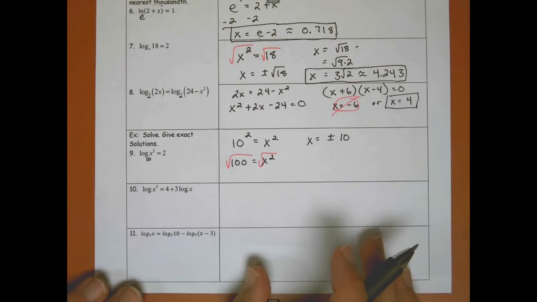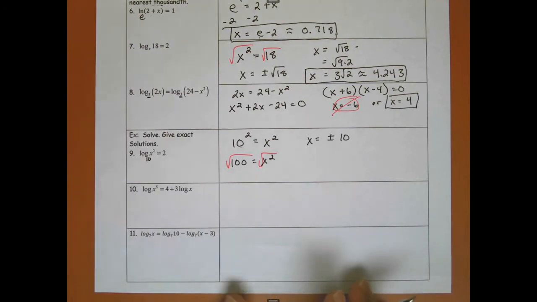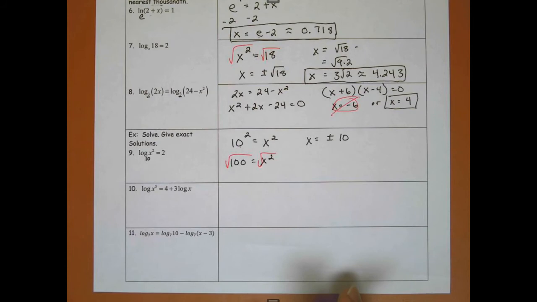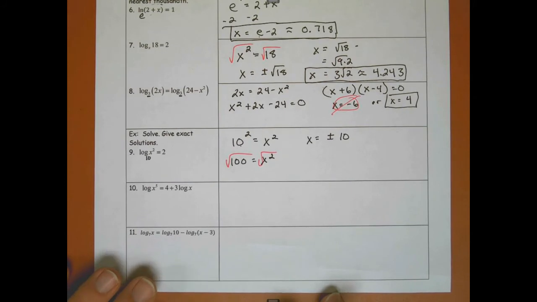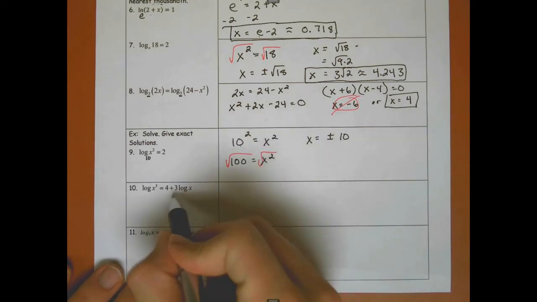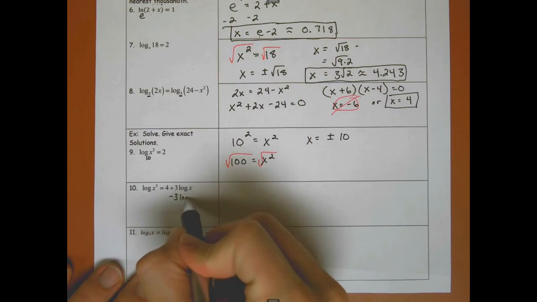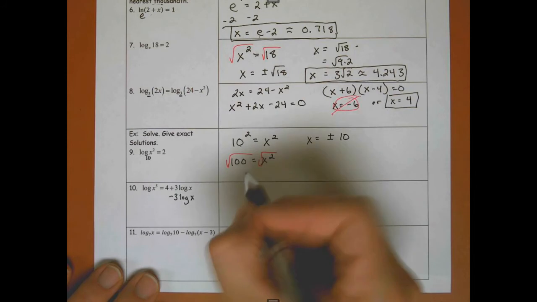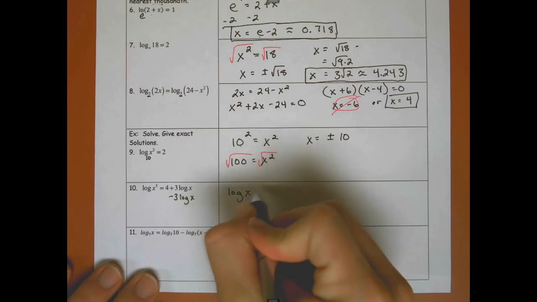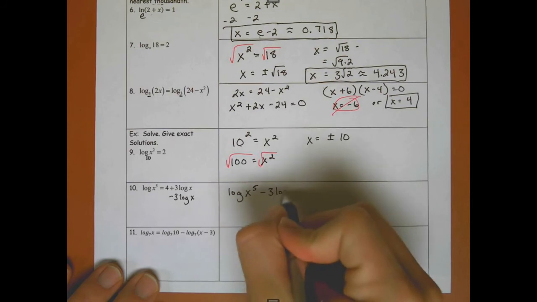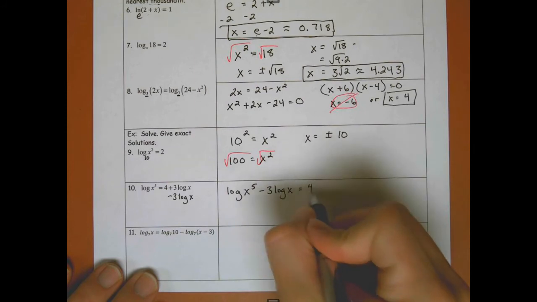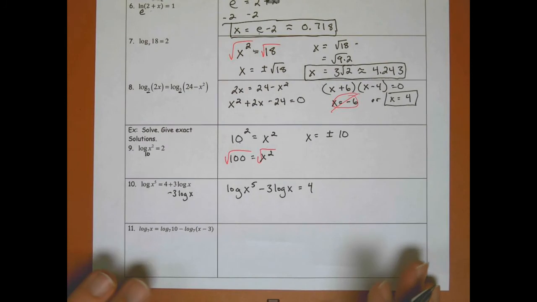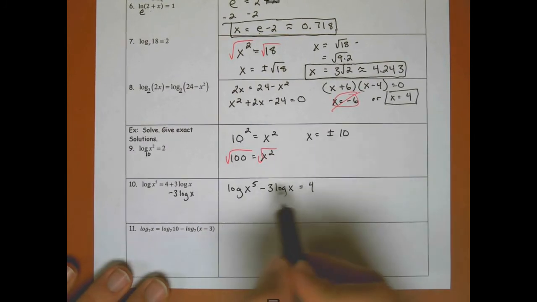Okay, on number 10, we want to try to get the logs together. So let's go ahead and subtract 3 log x from both sides. So this gives you log x to the fifth minus 3 log x, and then is equal to 4. And then we're going to have to use some properties of logs. So this 3 can go up here and become x to the third.